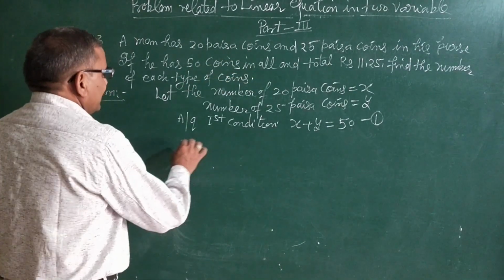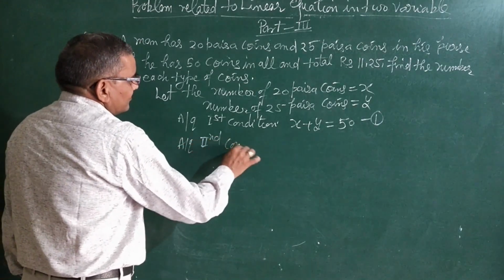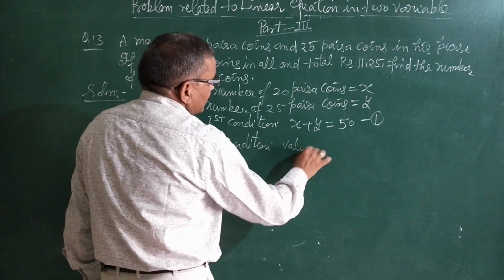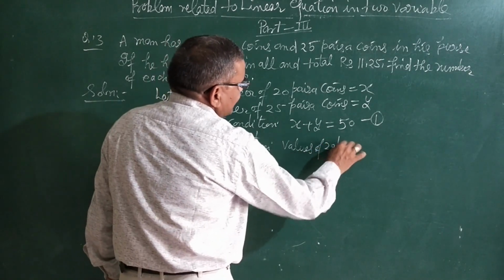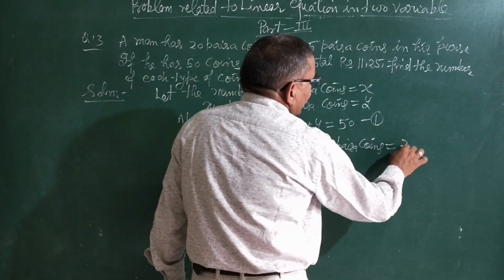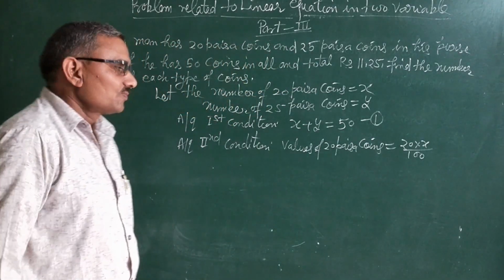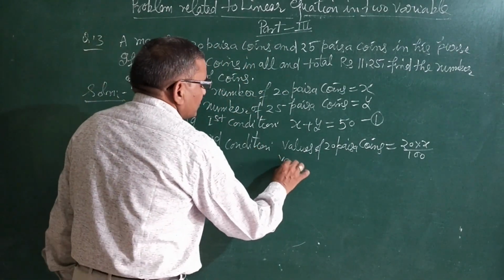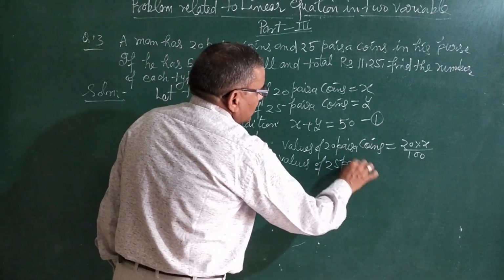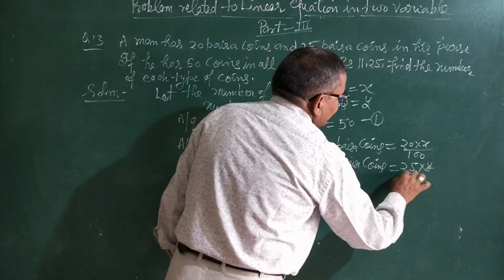According to the question, second condition, the value of 20 paisa coins is equal to 20 into x upon 100 rupees, and the value of 25 paisa coins is equal to 25 into y upon 100.